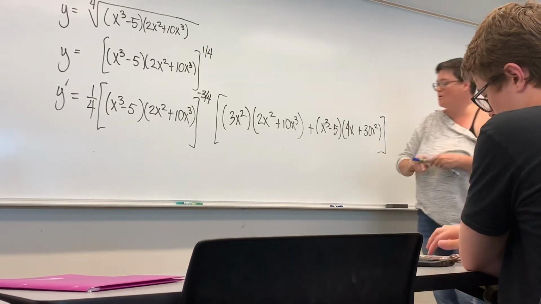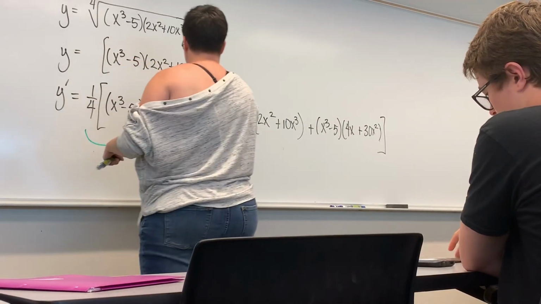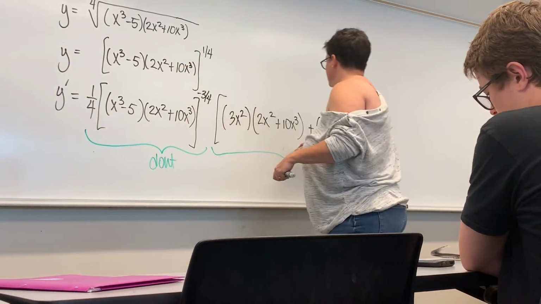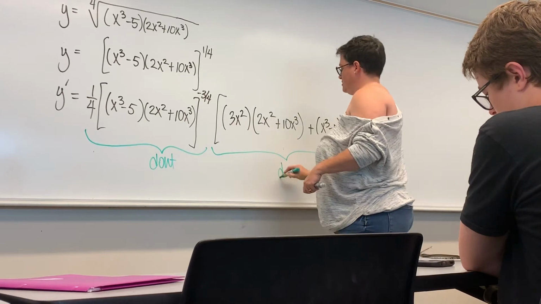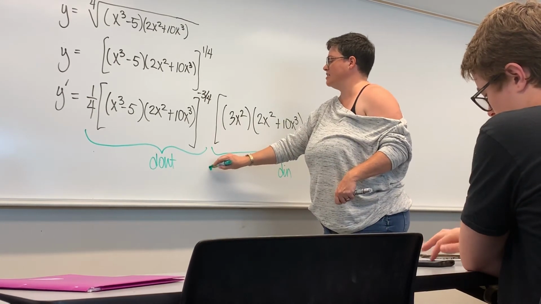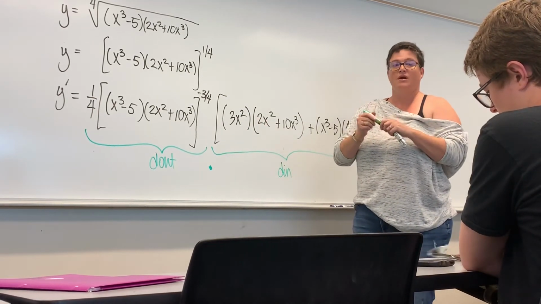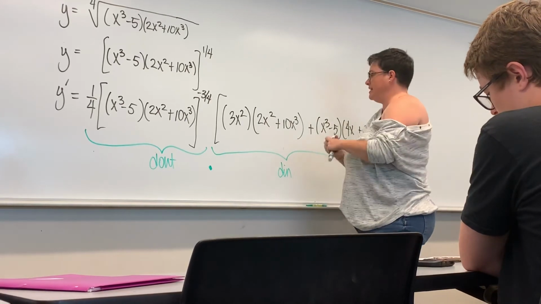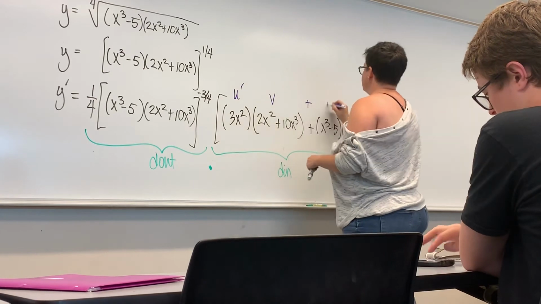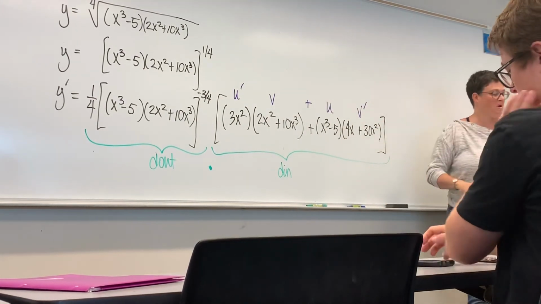Why is there no addition in the middle, like after the 3/4? Right here? Yeah. Because the global function is a power, so we're doing d out times d in. And then on the inside, we have u prime v plus u v prime. Does that help?